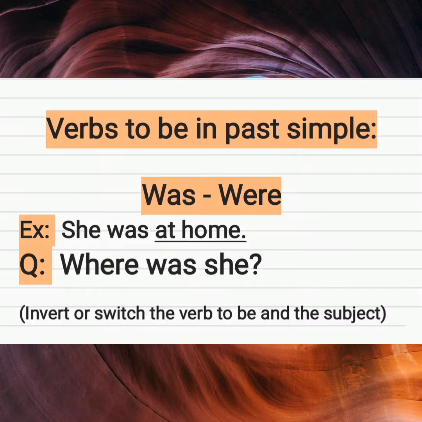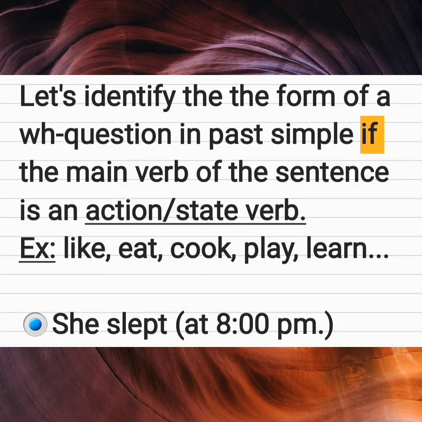So as you see, we inverted or switched the verb to be and the subject. So it's not correct to say where she was. You should invert the subject and the verb to be. Okay? And now let's move to the second pattern.